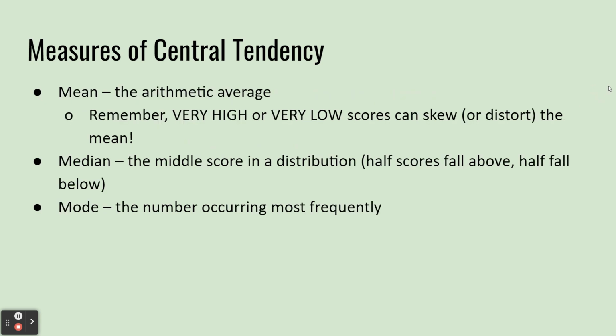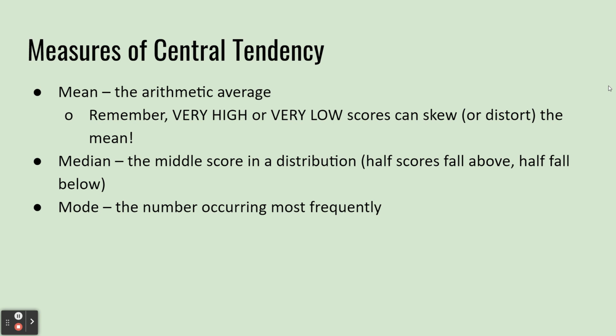The mean is also known as the arithmetic average. So the average of a bunch of numbers. So you add them all up and divide by how many you have. So remember that very high or very low scores, though, can skew or distort the mean. And we'll look more at that in a little bit.